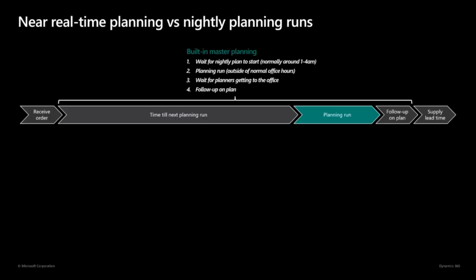So what does it look like? If we take a look at the built-in master planning, you can see a typical flow would be you receive an order, you have a demand, in other words. If that's a sales order, master planning wouldn't pick it up until the next planning run. That could be during the night, or it could be during the weekend. Then it would run for large environments for some hours. And then you would need to follow up on the plan in the morning. And not until you firm the order would the actual supply lead time start.